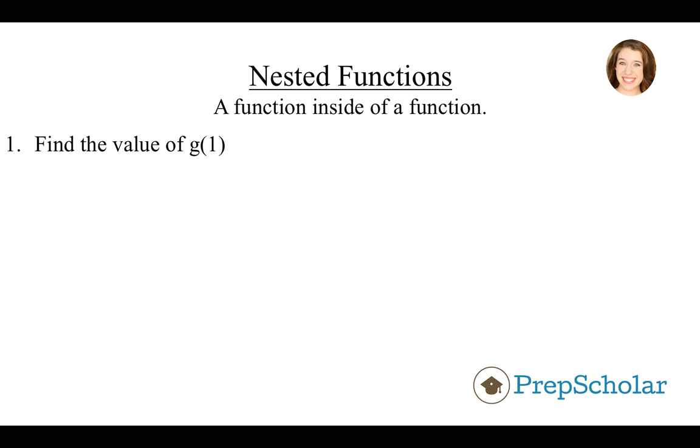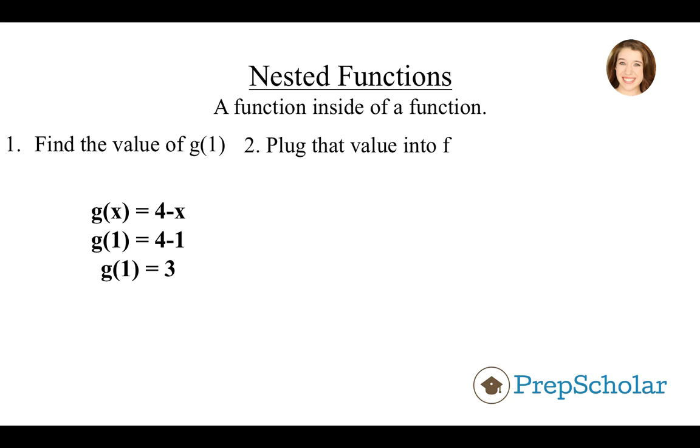The first step that we want to take is to find the value of g of 1, that inside function. So we already know the equation for g, which is g of x is equal to 4 minus x. So all we need to do is plug in that input 1 to see what we get. So g of 1 would be equal to 4 minus 1, which means that g of 1 is equal to 3. Perfect.